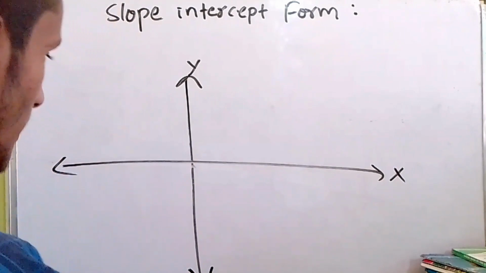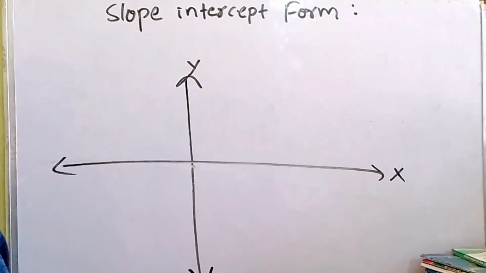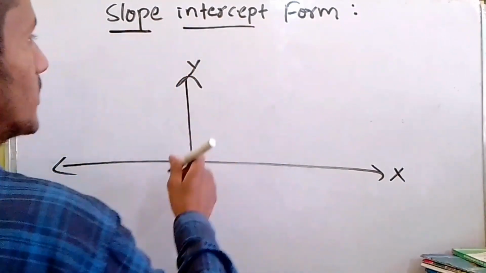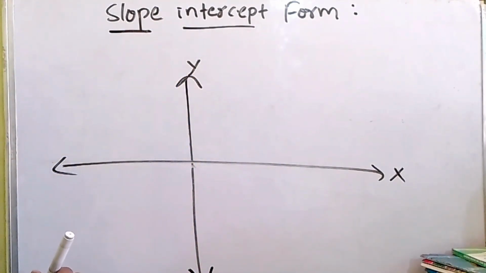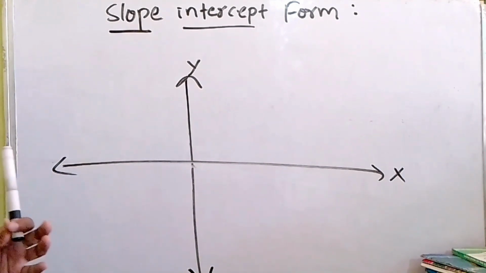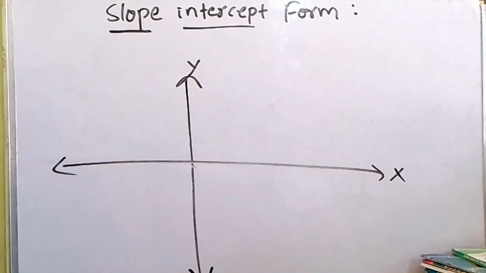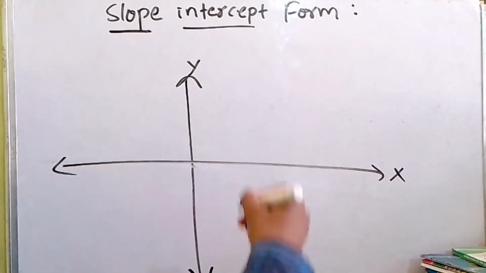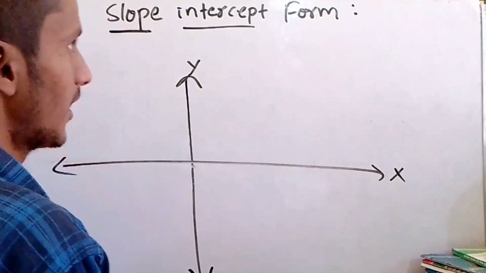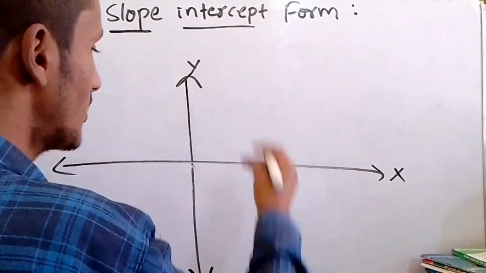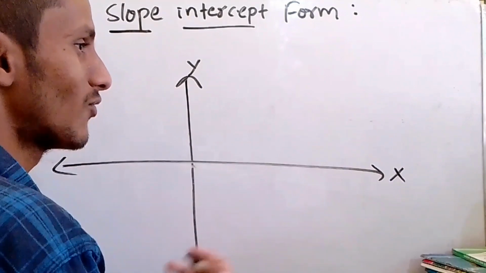So you have a Cartesian plane over here. As its name suggests, slope-intercept form means we're going to have the slope known and the intercept known. Then you need to find the equation of the straight line. So how do you compute that? Let's start with the intercept here. We're going to derive this form from scratch.